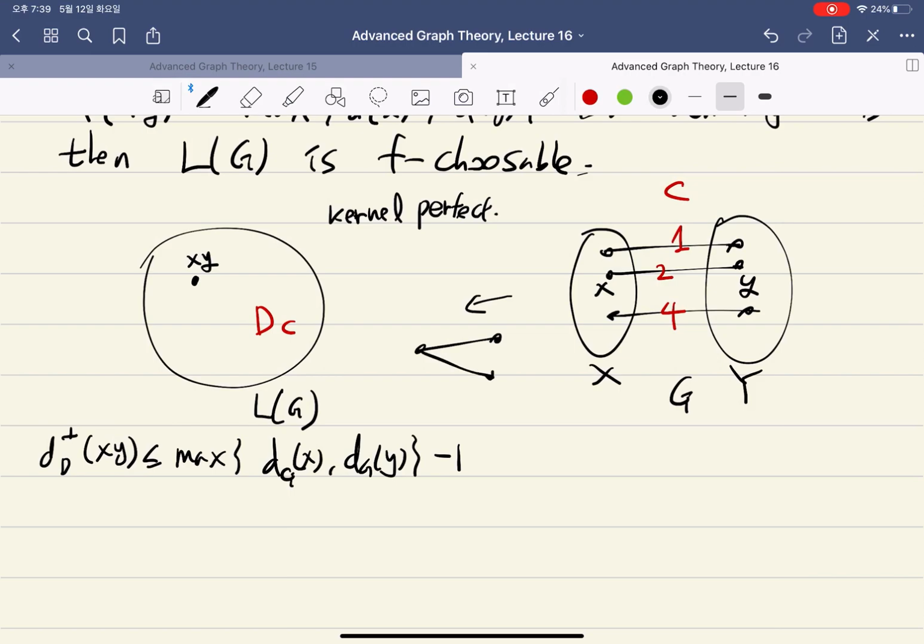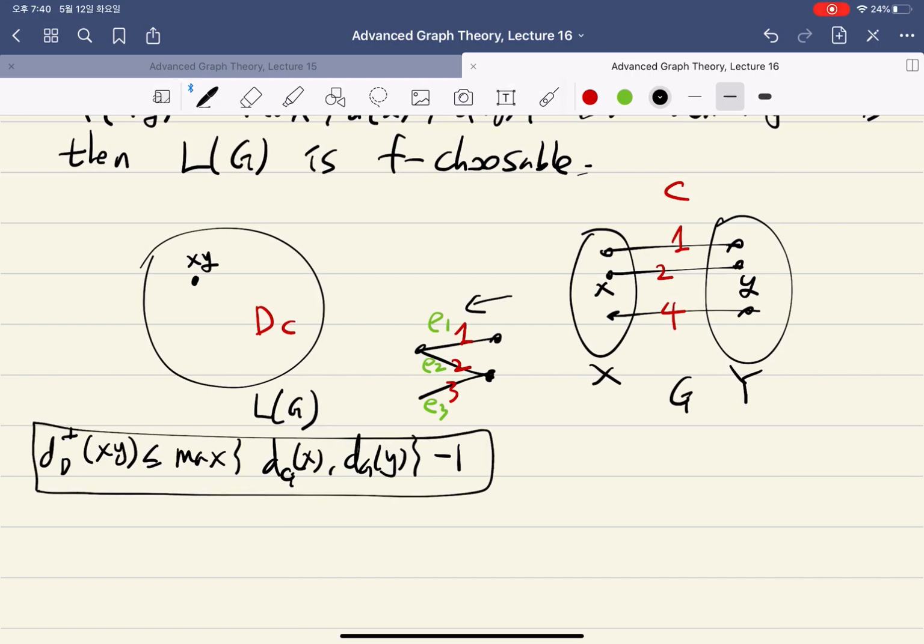Remember, we have edges with the numbers 1, 2, and say 3 on this edge coloring, and they are E1, E2, E3. Between E1 and E2, we orient from the smaller one to the bigger one, and between E3 and E2, we orient from the bigger one to the smaller one. Then this is automatically kernel perfect, so we don't have to consider that anymore. But we want this to be satisfied.